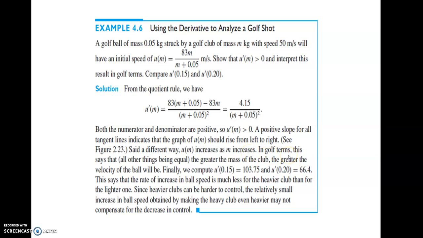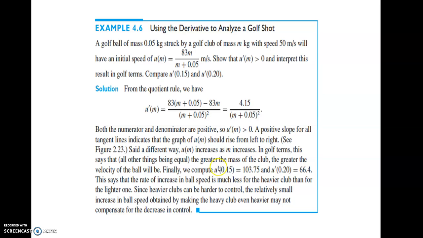In golf terms, what it says is that the greater the mass of the club, that means the bat, if it is heavy, then the greater is the velocity of the ball. So if the mass of the club is more, then the velocity will be more.